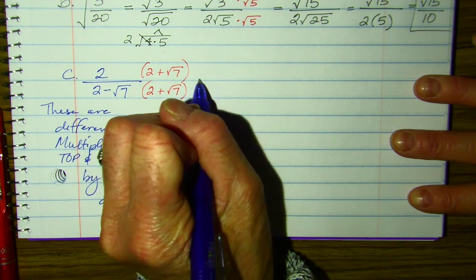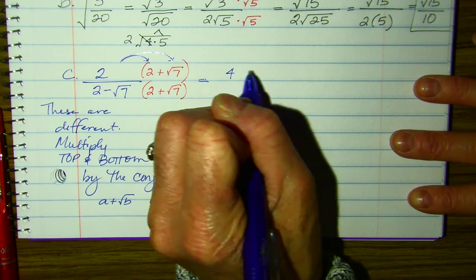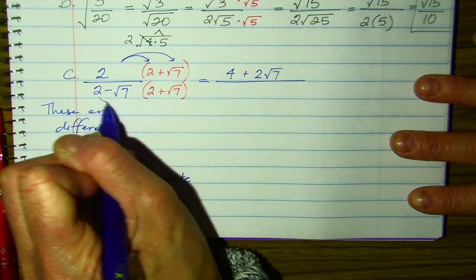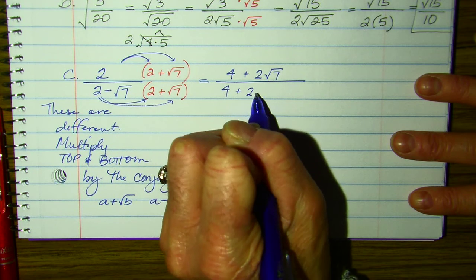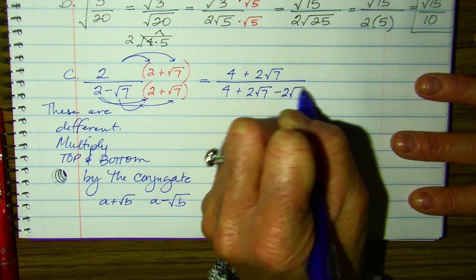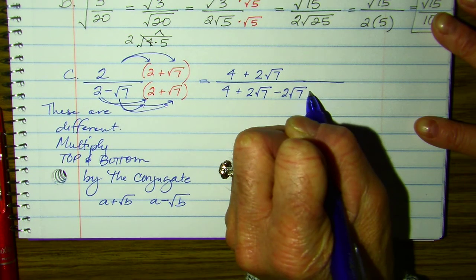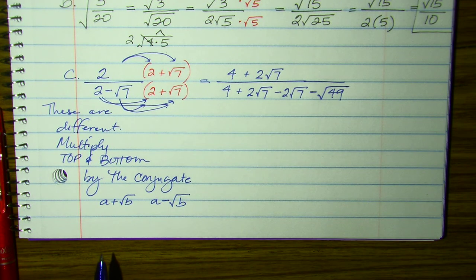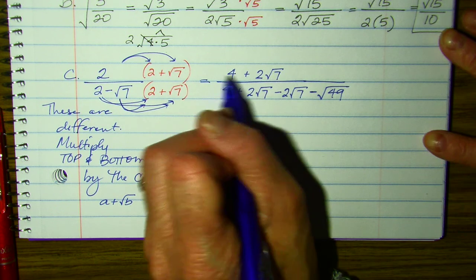So we're going to distribute. So 2 times 2 is 4. 2 times root 7 is positive 2 root 7. Over 2 times 2 is 4. 2 times root 7 is positive 2 root 7. Now distribute the negative root, so negative 2 root 7. Notice I just wrote things next to each other. And then negative root 7 times positive root 7 is negative square root of 49, or you can just put negative 7. Okay? In the top, these are not alike, so there's nothing to combine here.